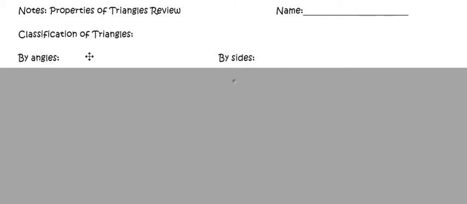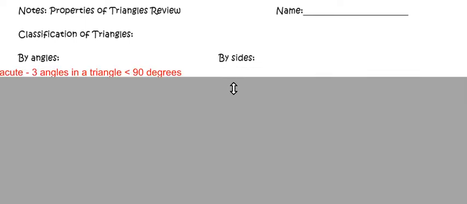In the triangles unit, we learned a lot about the different properties that triangles have in relationship to their side lengths and their angle measures. The first thing we talked about was how we can classify a triangle. If we were looking at a triangle's angles, we could classify it one of four ways.